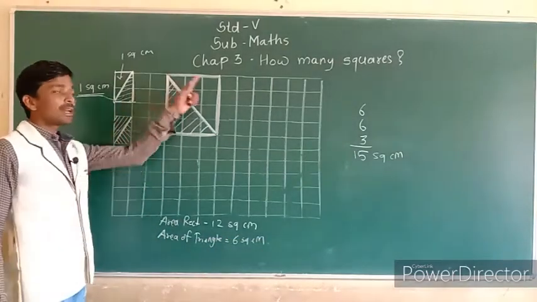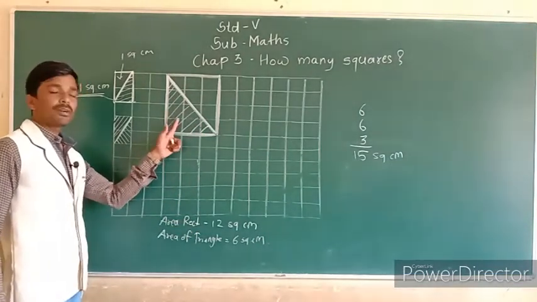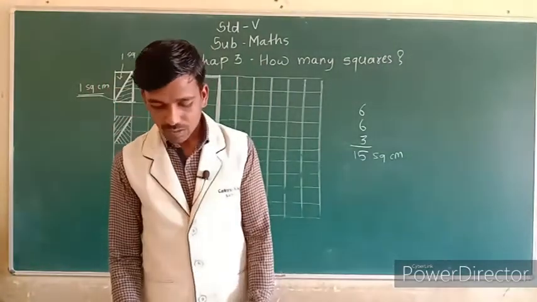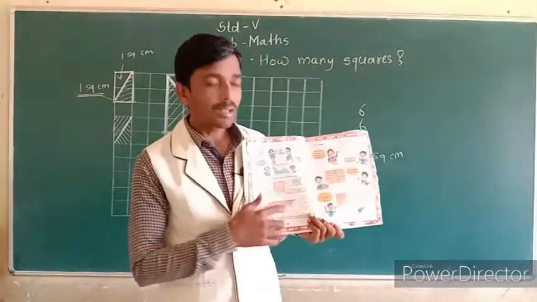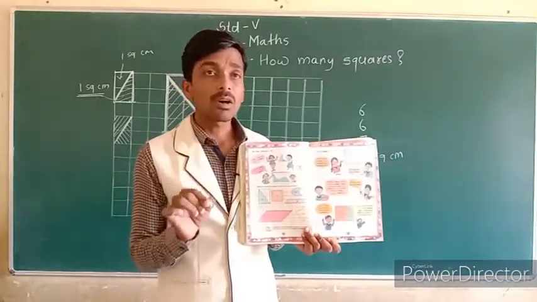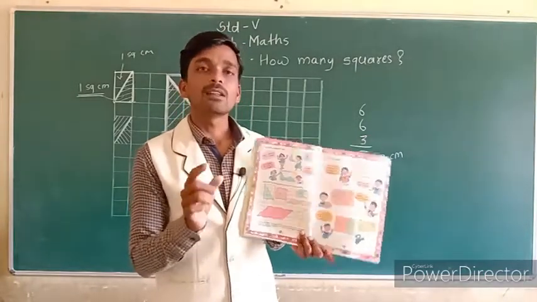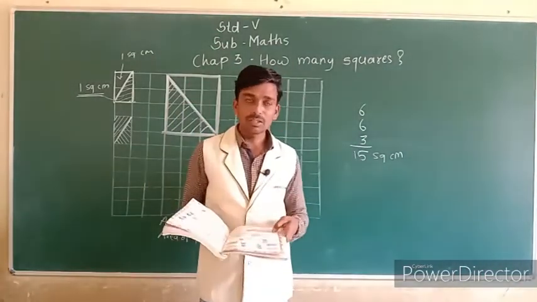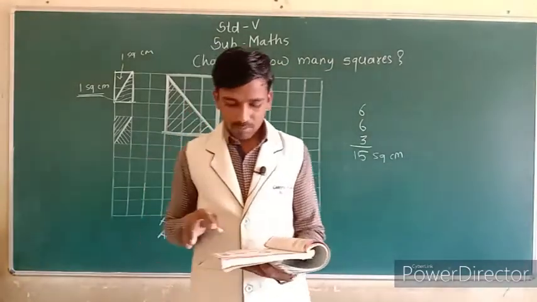Why? The area of the rectangle is 12, so half of that 12 means 6. The area of this triangle is 6 square centimeters. Okay, like that you can solve for all shapes. You can find the area. First draw a square or rectangle around the shape, and then you can find it. All of you understood? If you have any problem related to this, you can call me. Okay, we can go to page number 41.